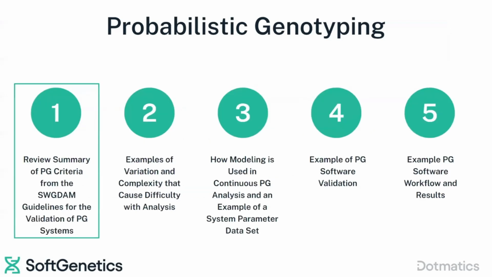Here are some more specific topics. We'll look at the SWGDAM guidelines, and we're going to start here because I think most people are familiar with the guidelines and very familiar with the characteristics of the electropherograms. Then we'll move on to looking at examples of variation and complexity that will often cause difficulty with the analysis. And how is modeling used in continuous probabilistic genotyping? And we'll specifically take some time to look at system parameter data sets.